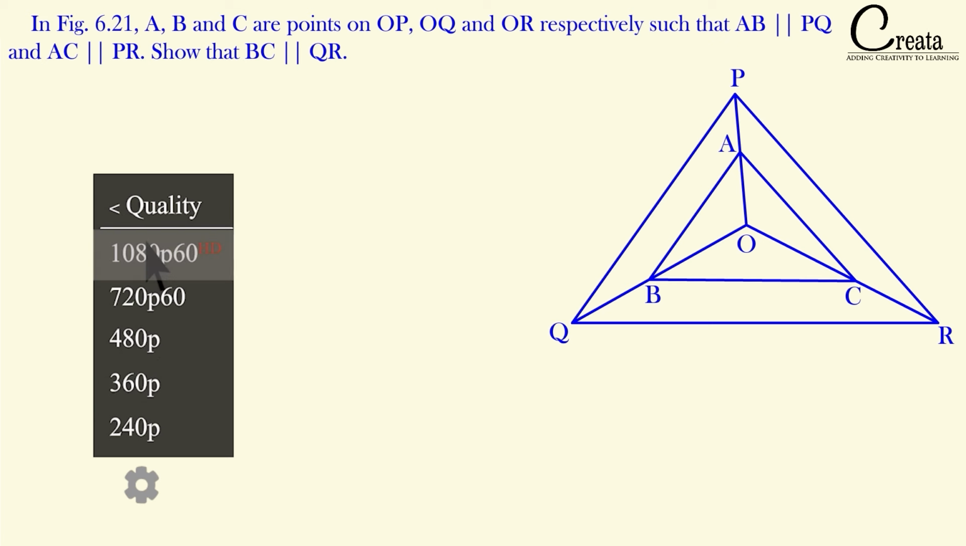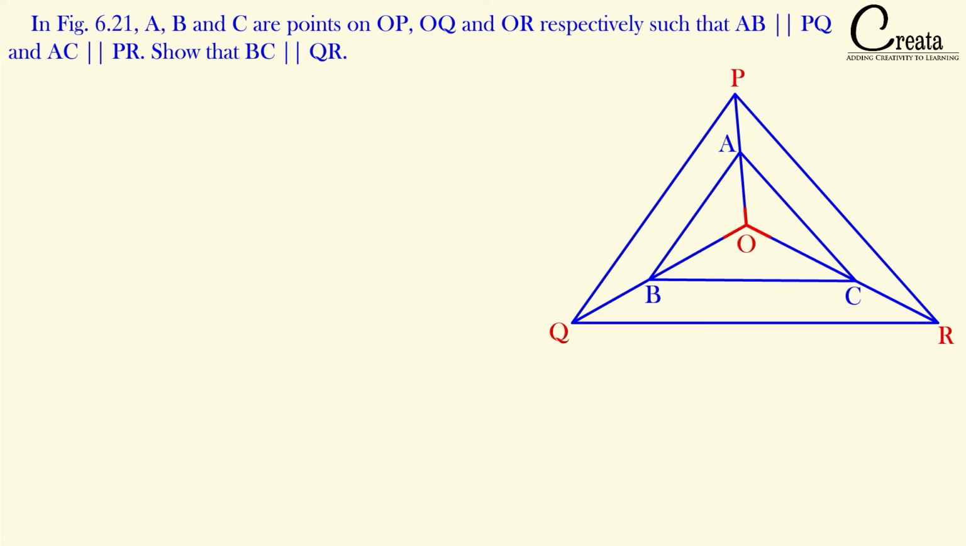In the given figure, we are having a triangle PQR. The three vertices are joined by the point O through PO, QO and RO. These three line segments are having the points A, B and C. And these 3 points A, B, C are also joined to form a triangle. So this is given in the question.